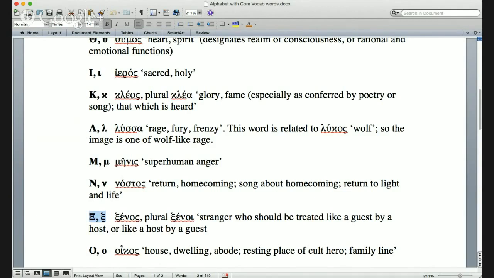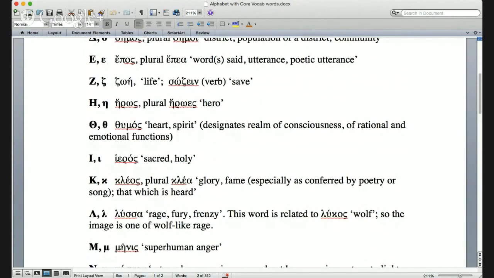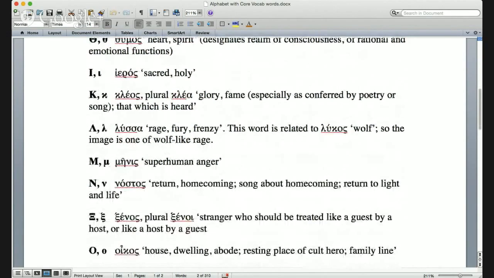We already passed zeta or zeta, which has not quite as many curls as xi. If we scroll back and look at zeta again, the lowercase has one less loop than the xi, which I guess is a way to distinguish them, because you obviously don't want to mix them up. So here's our core word, singular xenos, plural xenoi, a stranger who should be treated like a guest by a host, or like a host by a guest, another huge theme in Homer.